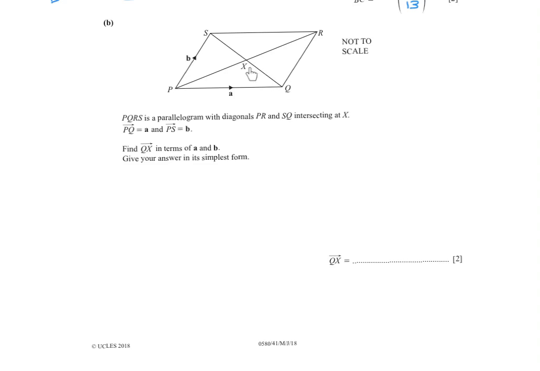QX equals half QS. How to find QS? QS equals QB plus BS. This is the direct way, so indirectly it is QB plus BS.